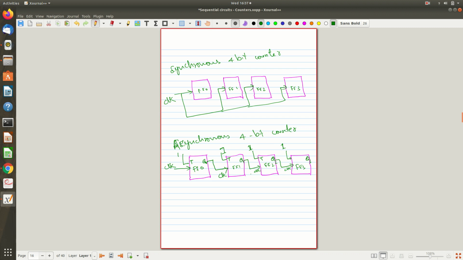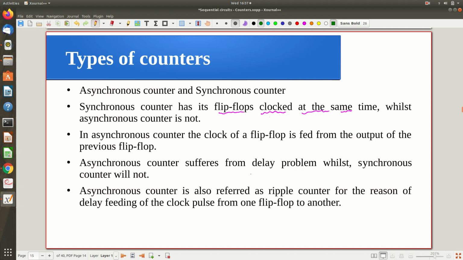Okay, that we will see soon. Anyway, you got an idea, right? This is how an asynchronous counter works. There is no common clock that synchronizes all the flip-flops. That is why it is called an asynchronous counter, and this is how the clocks are connected in it.